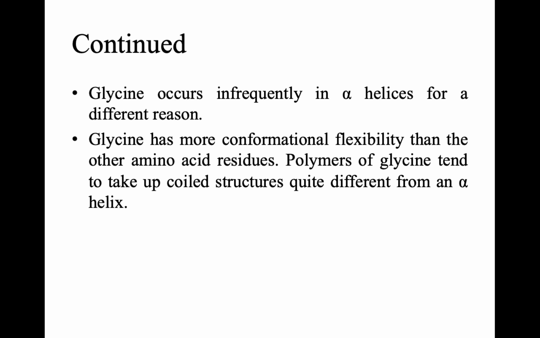And apart from this, glycine infrequently occurs in the alpha helix for a different reason. Glycine has more conformational flexibility because it is a smaller amino acid, and polymers of glycine tend to take up a coiled structure, which is different from that of the alpha helix. For this reason, these two residues, proline and glycine, have the least possibility of being present in the alpha helix.